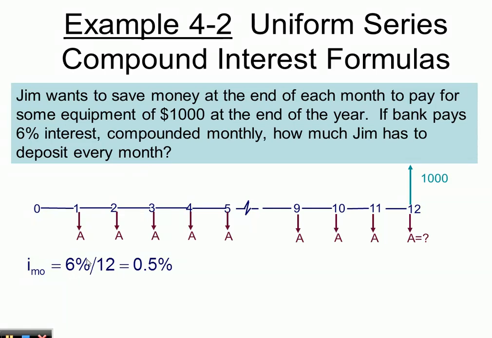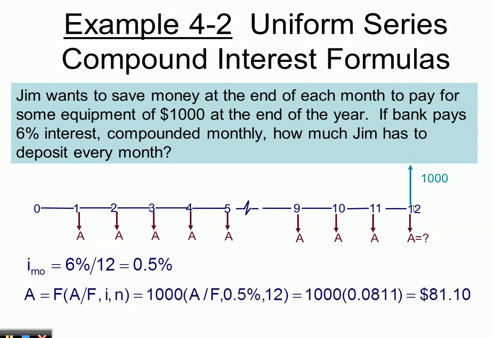So 6% is divided by 12 because there's 12 months in a year, and that gives us a monthly interest rate of 0.5%. So that's what we're going to use, and then the n is of course 12. So we got the I and the n. We can plug them into the sinking fund formula. So here A, we want to find the uniform series amount A given the value F.